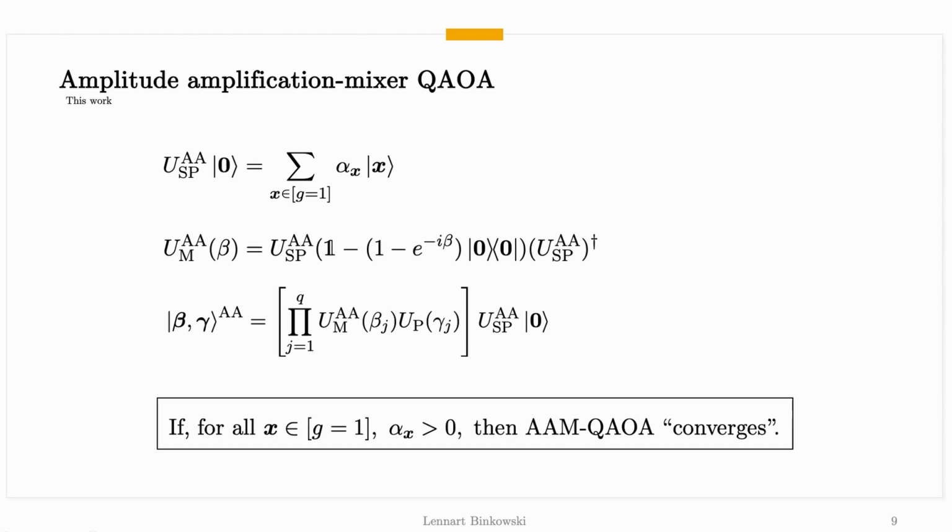Now, in order to connect that to the previous convergence discussion, what actually holds is: if for all feasible bit strings x, the amplitude alpha x of the corresponding computational basis state in the initial superposition is strictly positive, then the amplitude amplification mixer fulfills this stronger mixing property that we discussed before. And therefore, in this case, the AAM QAOA, as outlined here, converges. And then this especially holds for the Grover mixer QAOA. So the convergence proof for this more general framework also covers the Grover mixer QAOA.